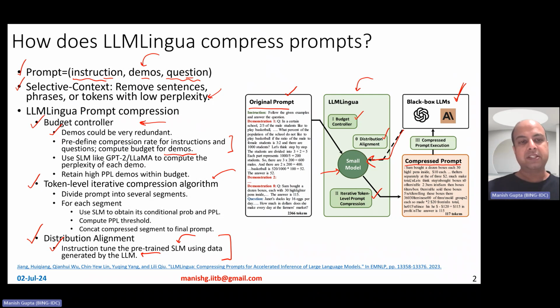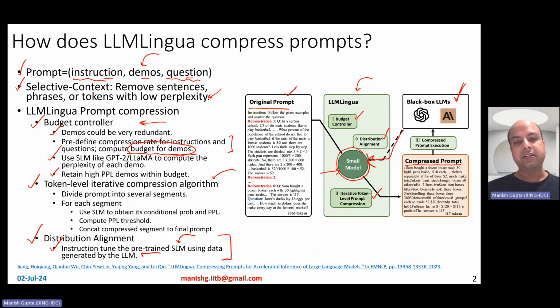And then what you do is use this SLM that you have instruction tuned using data from LLMs, so as to compute the perplexity of each demonstration example. And then the next step is obvious. You will only retain high perplexity demonstration examples, which lie within this budget that you have computed for the demonstration examples. So that's the broad level budget controller, which gets rid of a few demonstration examples which have low perplexity, right?